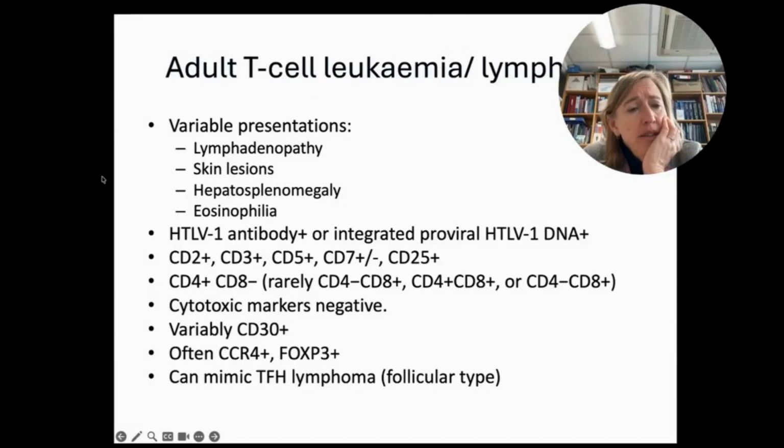The key thing actually is that the patient either has antibody against HTLV1 or has integrated HTLV1 DNA in the lymphoma. I think we normally just go with the antibody. It tends to retain most of its T cell antigens and have CD25 expression, and they're normally CD4 positive rather than CD8 positive. With some CD30, that's quite variable. So there are a variety of other T cell lymphomas this can mimic, and it's really the HTLV1 positivity that will tip you to calling it ATLL rather than anything else.